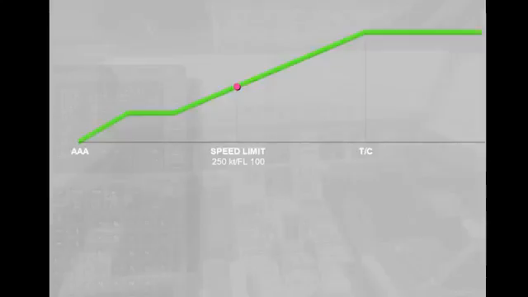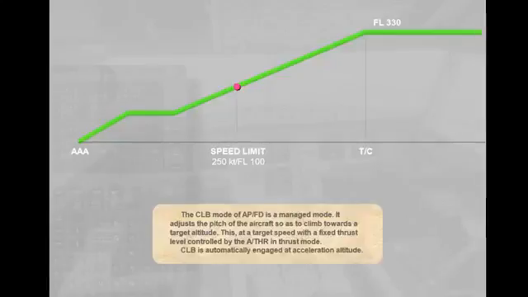The climb mode of autopilot flight director is a managed mode. It adjusts the pitch of the aircraft so as to climb towards a target altitude, at a target speed, with a fixed thrust level controlled by the autothrust in thrust mode. Climb is automatically engaged at acceleration altitude.